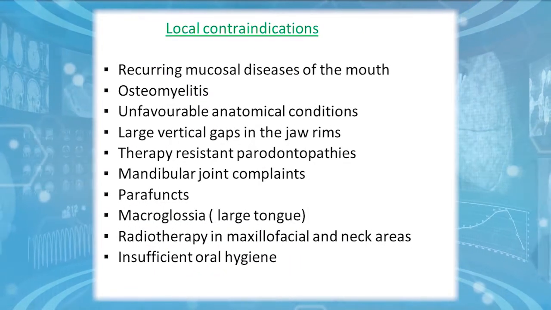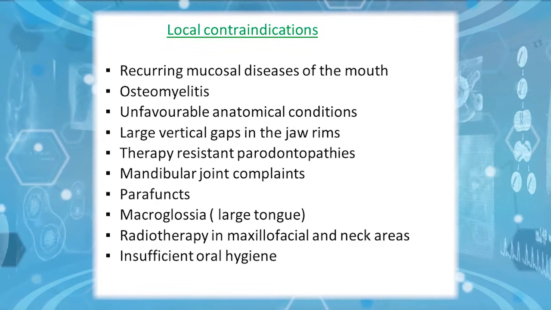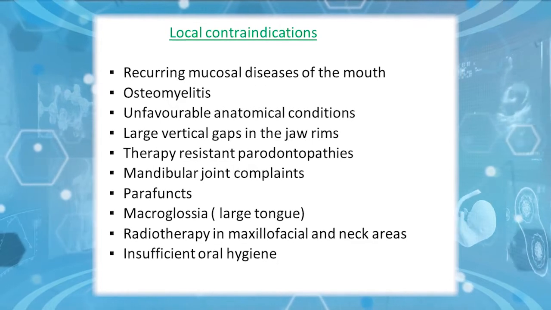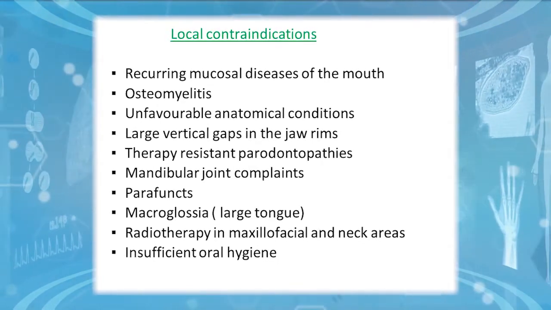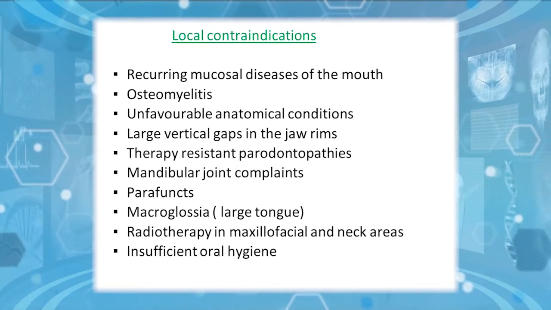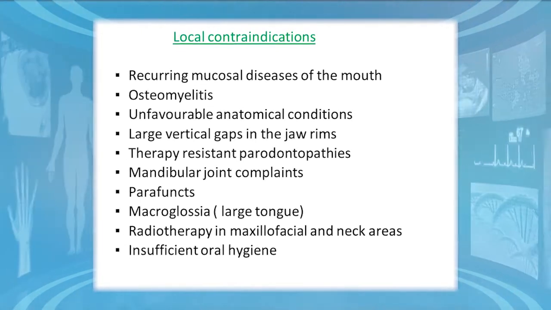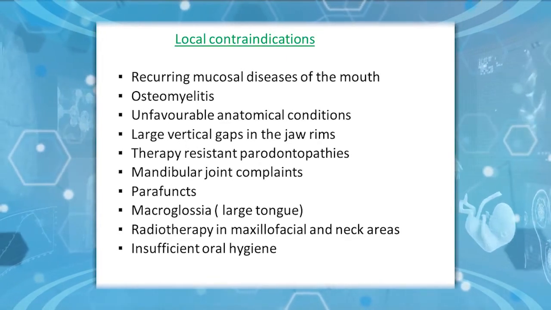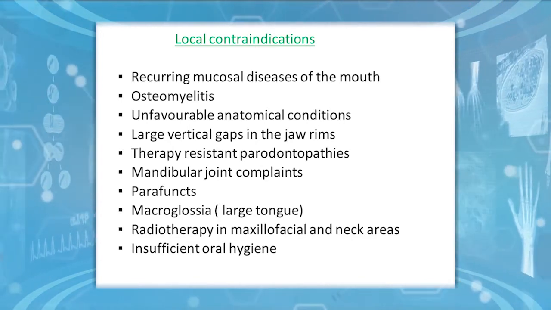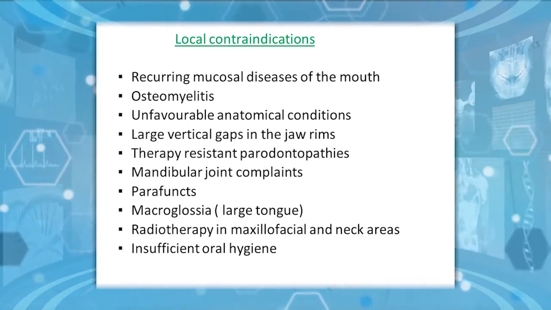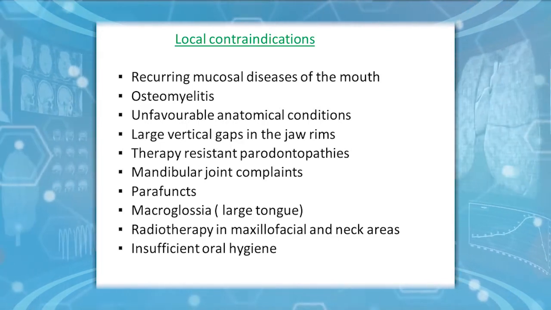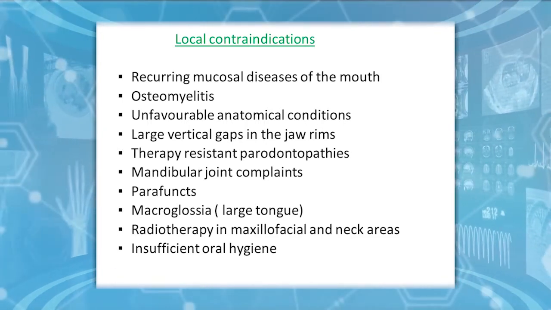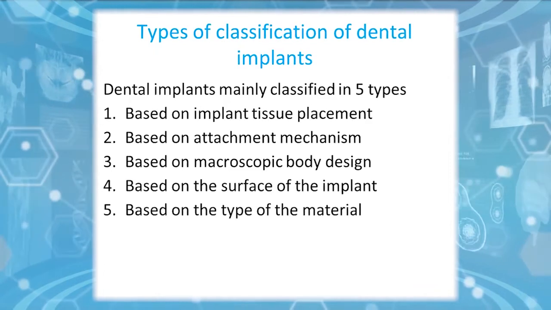Local contraindications: recurring mucosal diseases of the mouth, osteomyelitis, unfavorable anatomical condition, large vertical gaps in the jaw rims, therapy-resistant parodontopathies, mandibular joint complaints, parafunctions, macroglossia, known as a large tongue, and radiotherapy in the maxillary and neck area, as this kind of treatment may affect the bone, causing bone necrosis. So it is a local contraindication for dental implant placement. Insufficient oral hygiene also.